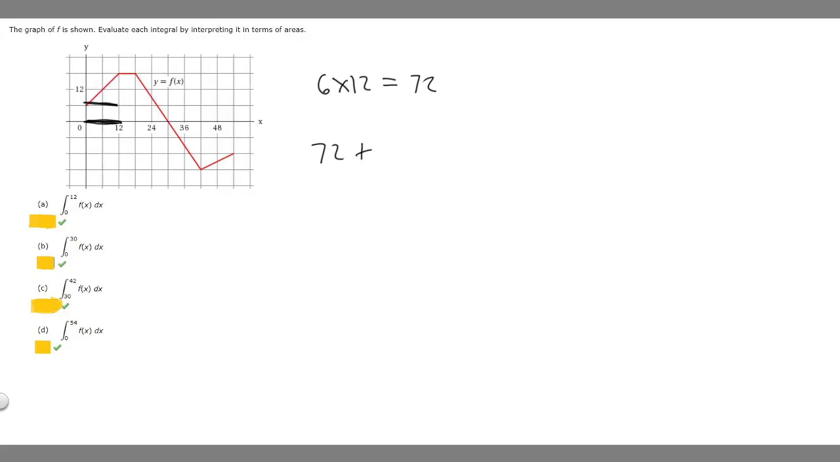So this is going to be 1/2 base times height. Our base is going to be 12, times our height, which is also 12. So 12 times 12 is 144, times 1/2 is going to be 72. So it's going to be 72 plus 72 for this whole area right here. 72 plus 72 is going to be 144. So we know that the answer to A is just going to be 144.